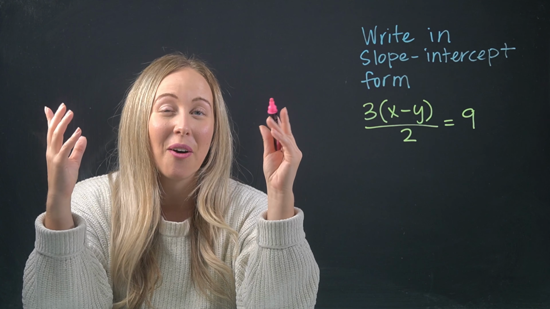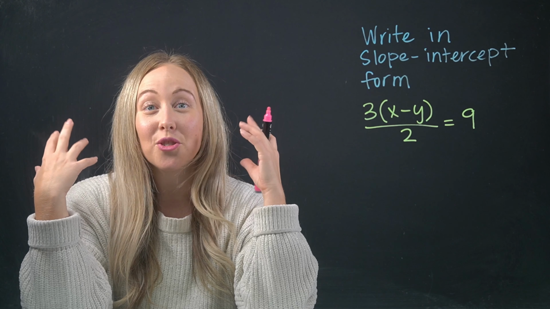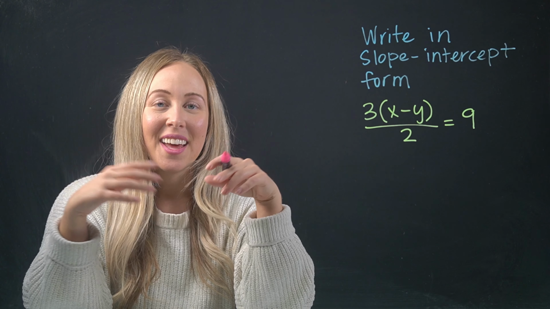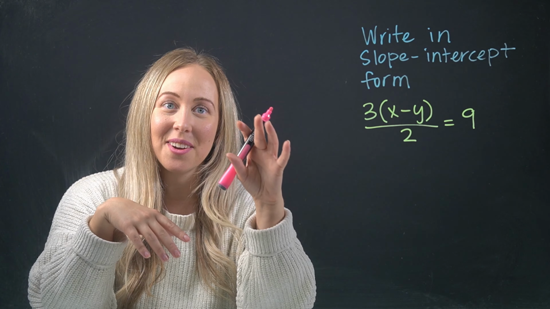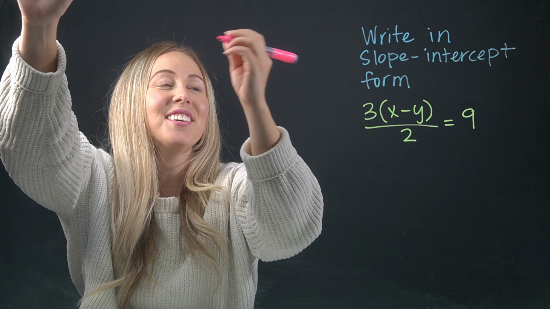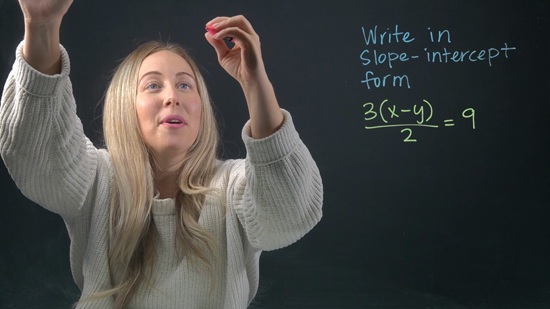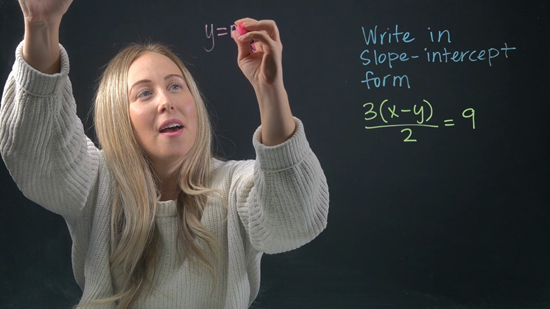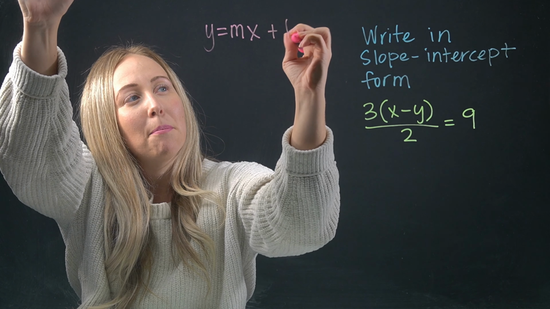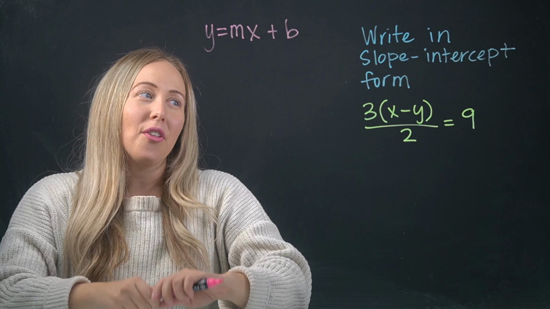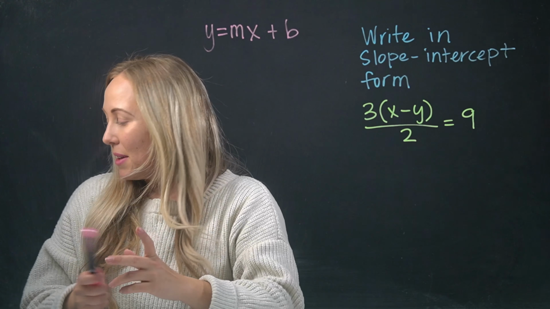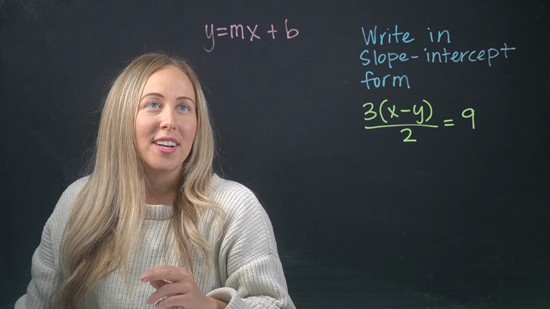It's really, really easy. All you have to keep in mind is that you're trying to get y by itself, and you're trying to get your mx term followed by your constant. So it's literally just remember that slope-intercept form is y equals mx plus b. That's really all there is to it. You just have y equals mx plus b. That's the form you're trying to get it in, okay?